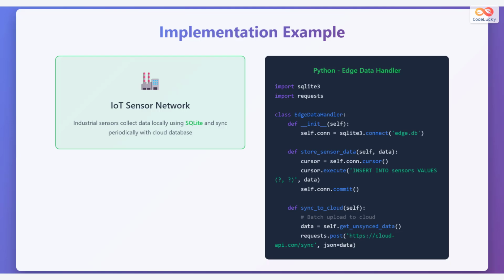Consider an Internet of Things sensor network scenario, where industrial sensors collect data locally using SQLite and periodically synchronize with a cloud database. In this Python code example, the Edge Data Handler class manages data storage on the edge and handles the synchronization process with the cloud.